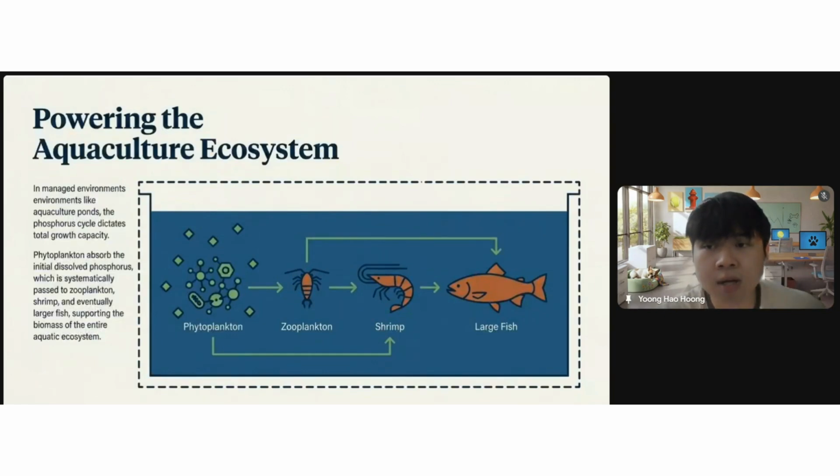For example, in a pond, the phytoplankton absorb phosphorus first, and the zooplankton, like small fish, will eat the phytoplankton, and the larger fish then eat the smaller organisms. This transfer supports the growth of the entire aquatic ecosystem, but the cycle does not stop here. The question is, what happens when animals produce waste or animals die?